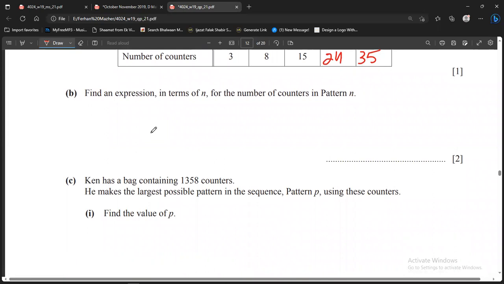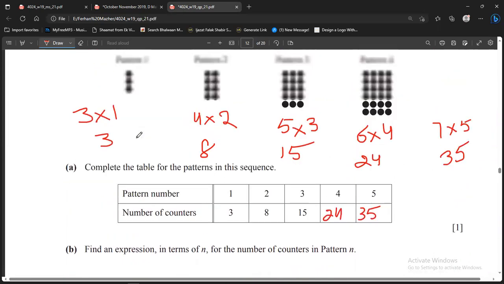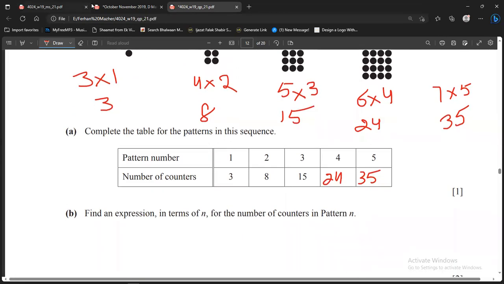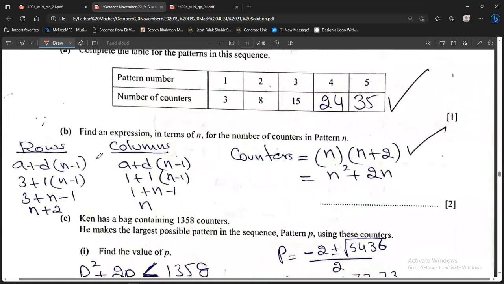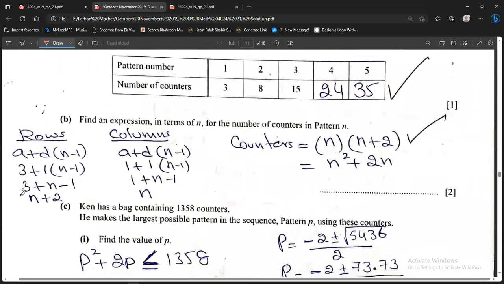Find an expression in terms of n for the number of the counters. You see how I found the counters: rows multiply column, rows multiply column. So very easily I can find. So the pattern for the rows is 3, 4, 5, 6, 7, like this. So it's an arithmetic sequence in the rows.